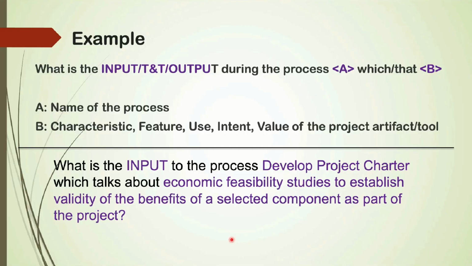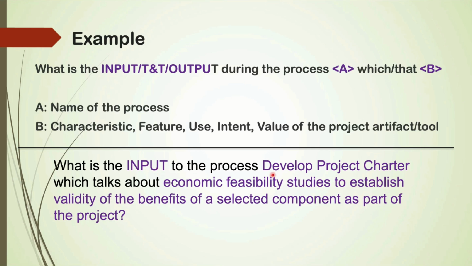Now here, let's understand this framework through an example, okay? Now the question goes as this: what is the input, okay, link it to this framework, to the process develop project charter. So A is develop project charter, which talks about B. And what is B here? B is the economic feasibility studies to establish the validity of benefits of a selected component as part of the project.